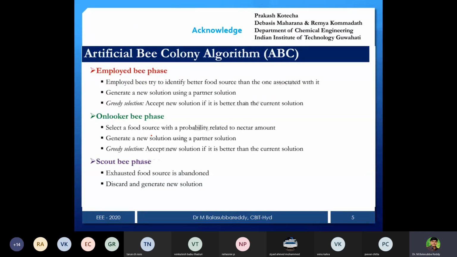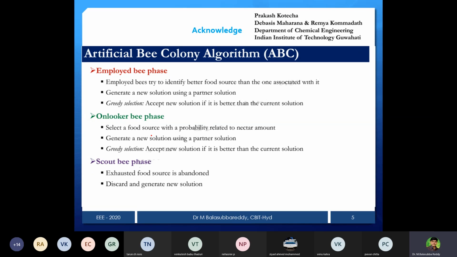And this is the algorithm implementation, and one of the IIT Gauhati professors also explained this in the NPTEL course, so that's why I just mentioned his name. You can see employed bees, onlooker bees, scout bees. These are the phases. While you are solving the problem, you need to consider all three phases.